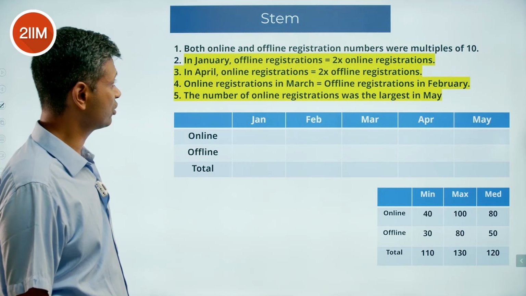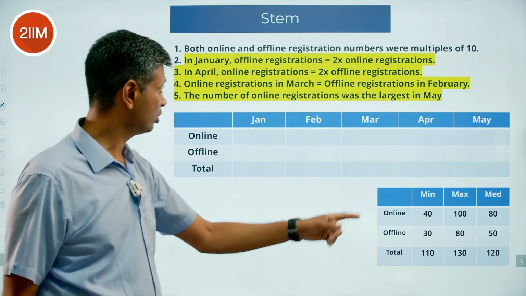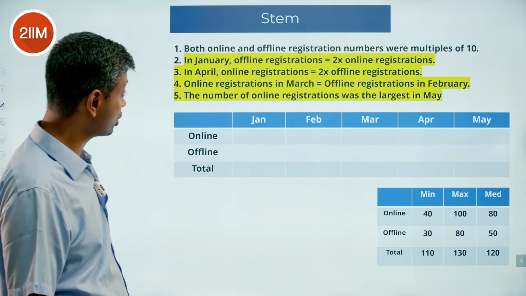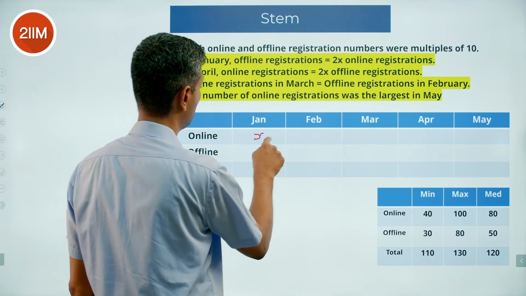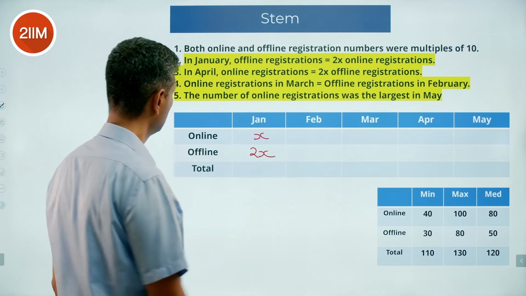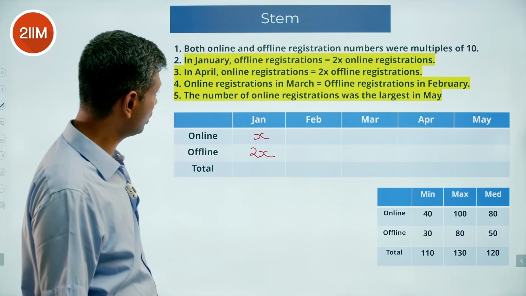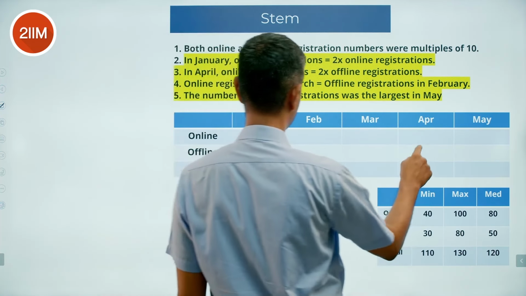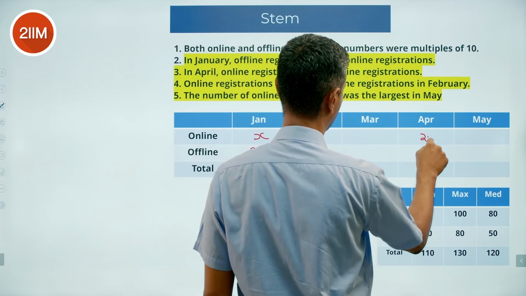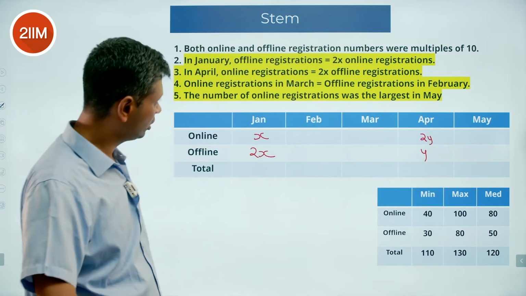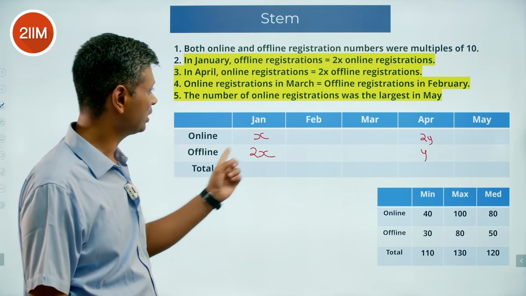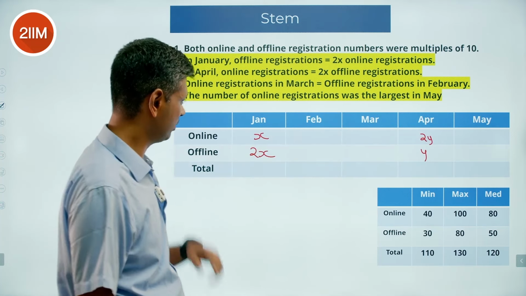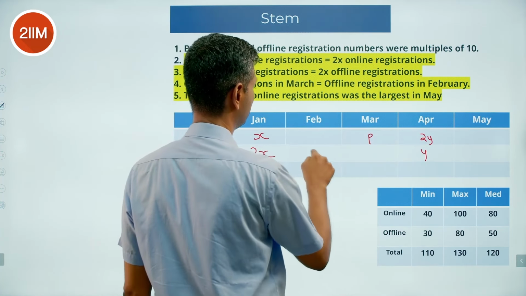Both online and offline registration numbers are multiples of 10. We've got this. In January, offline registrations were twice online registrations. So if online were X, offline would be 2X. In April, online registrations were twice of offline registrations. If this were Y, this would be 2Y. Online registration in March is equal to offline registration in February. So if this were P, this would be P.